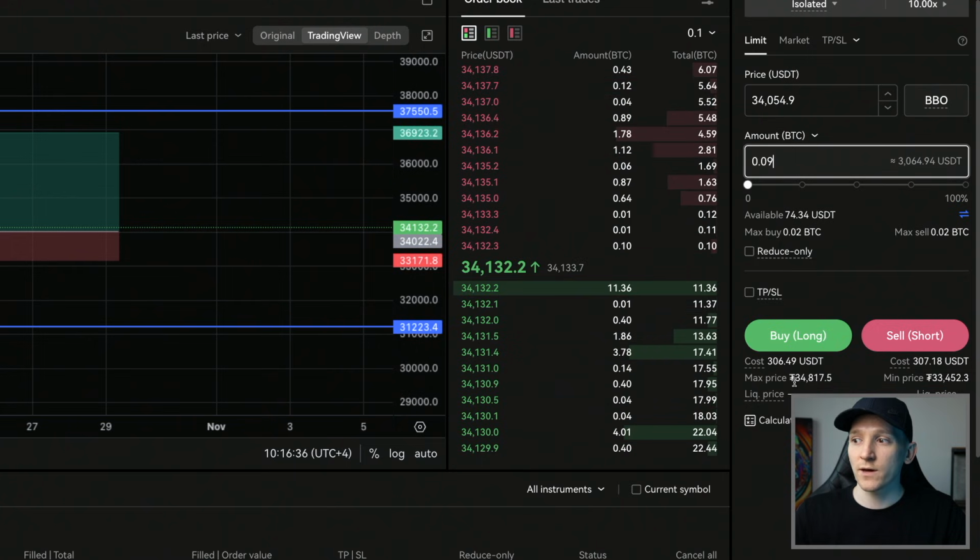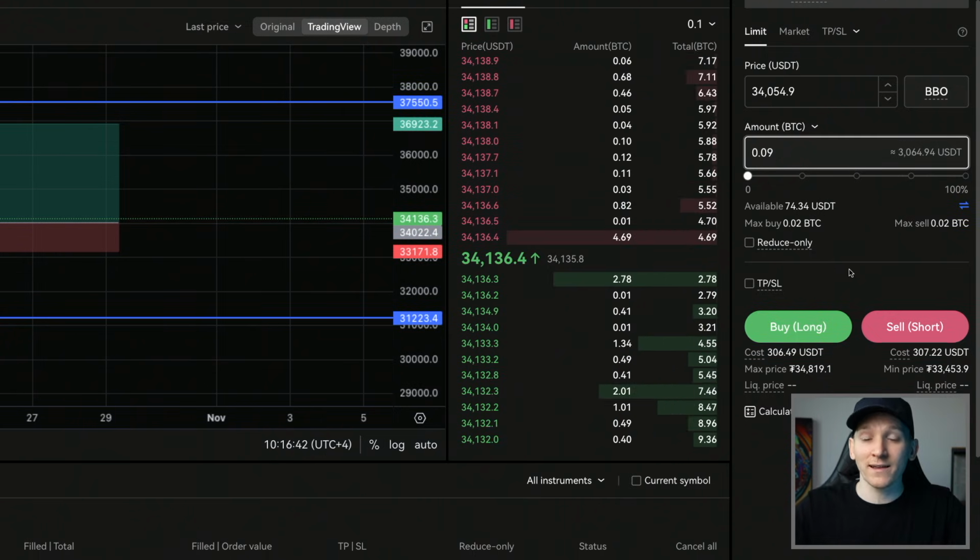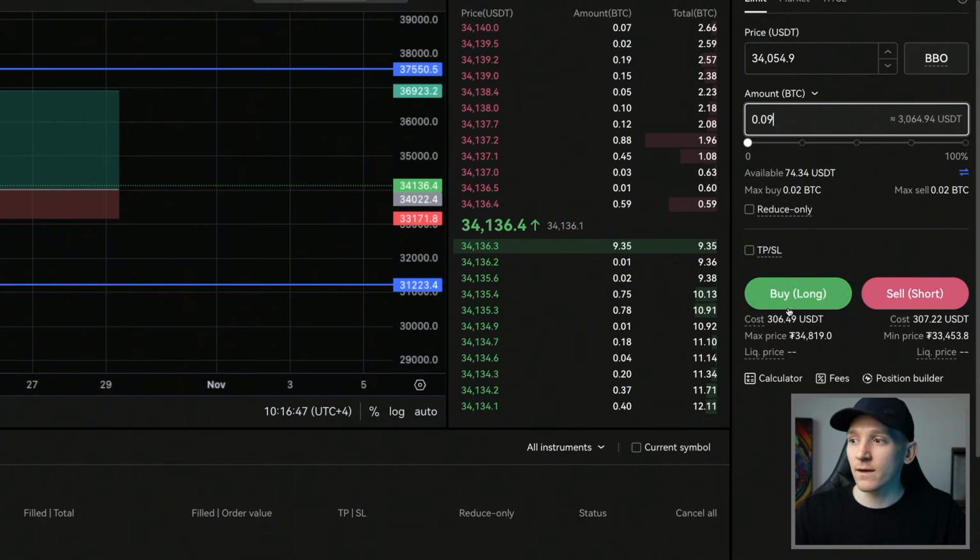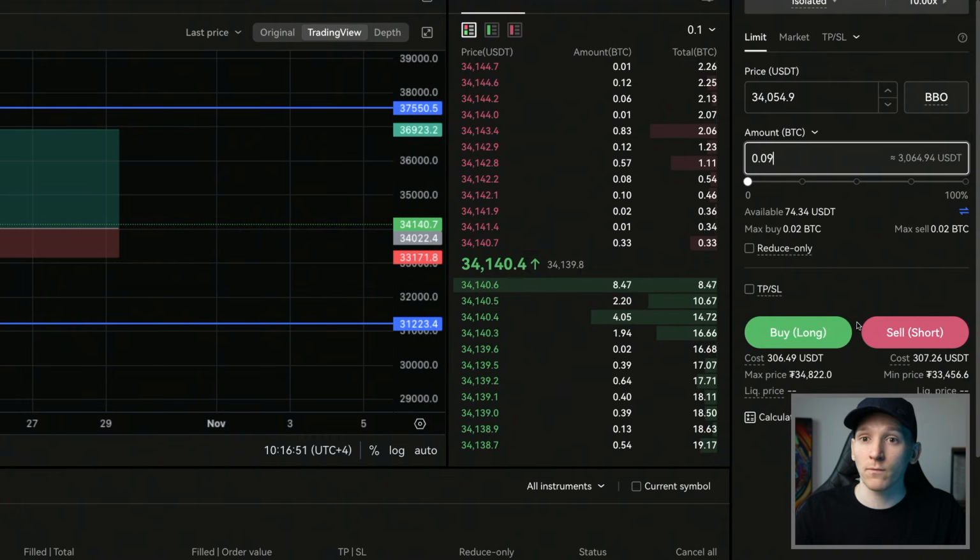You can trade with $300 of it, but you're actually trading with a position size of 3,000. That is increasing the size of your trade more than you actually have, right? So let's say it costs us $300. That's all we have in our account, right? $500, but the trade size is 3,000.